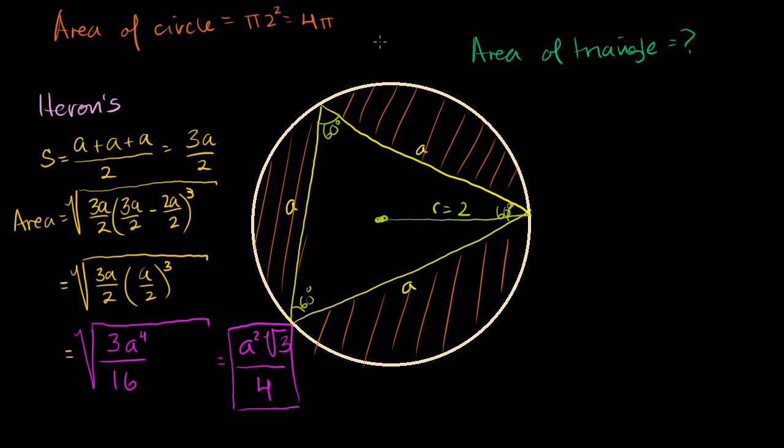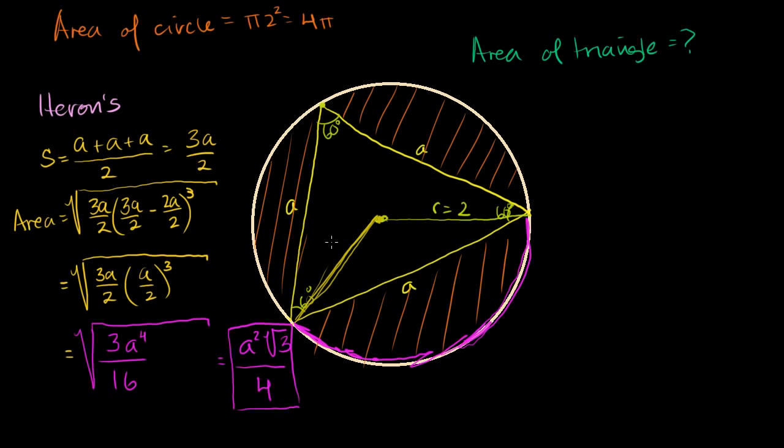Now, let's see if we can use the last video where I talked about the relationship between an inscribed angle and a central angle. So this is an inscribed angle right here. Its vertex is sitting on the circumference. So it is subtending this arc right here. It is subtending that arc right there. And the central angle that is subtending that same arc is this one right here. The central angle subtending that same arc is that one right there.